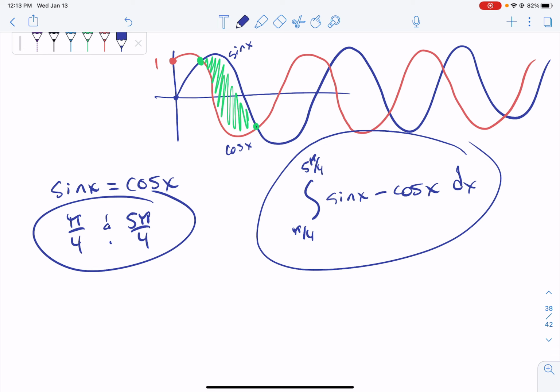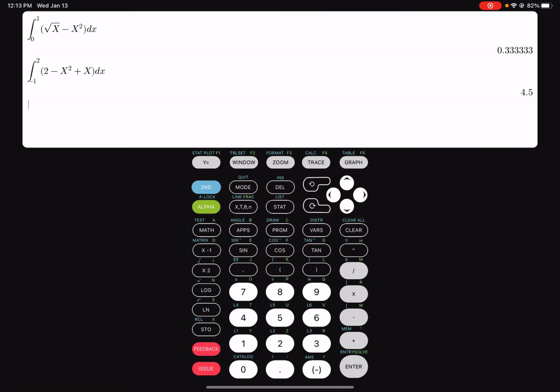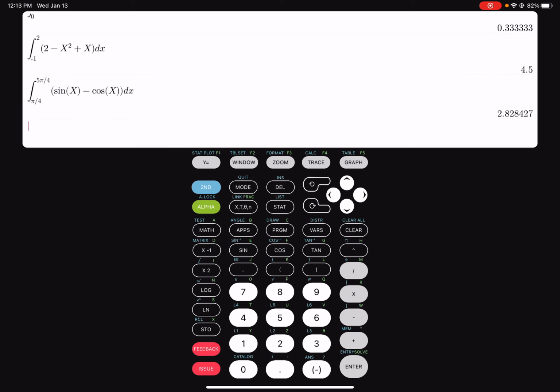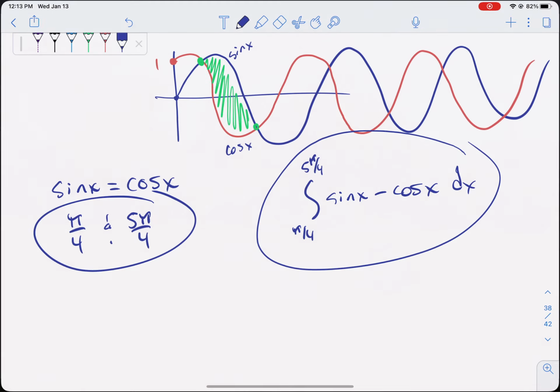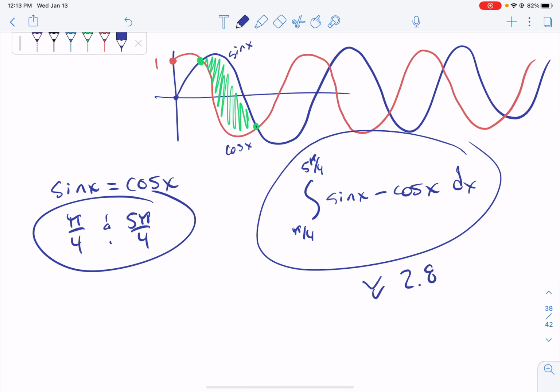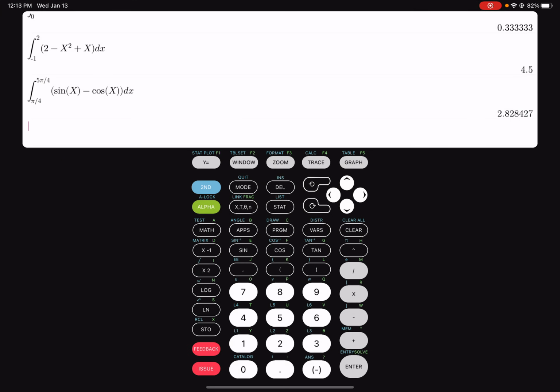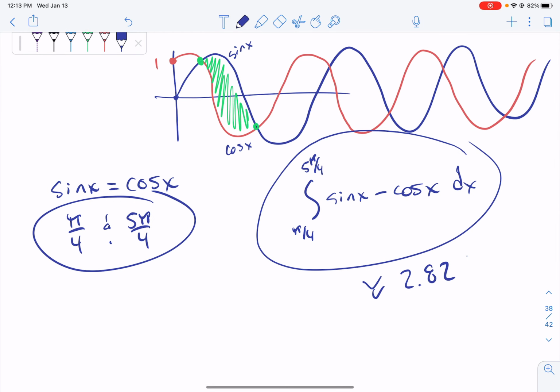All right, so if this is a calculator question, I just plug it right into the calculator. So I go math, integrate. I'm going from pi fourths up to 5 pi fourths. And then I did sine of x minus cosine x. So I plug it in my calculator, hit enter, and I get 2.828. So my answer is going to be approximately 2.8284, so 2.828 would be a good answer, okay?